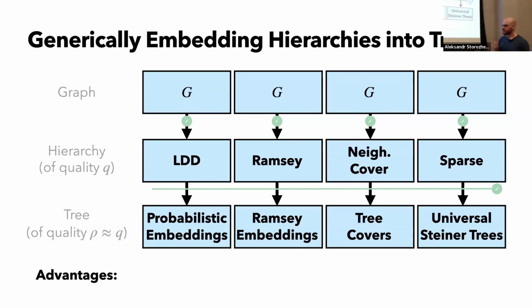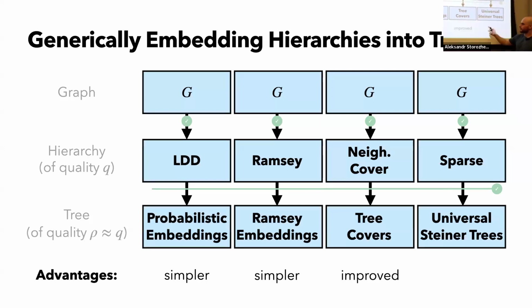Okay, so what's the upshot of this? Well, for some of these things, of course, we know basically optimal tree embeddings already. But qualitatively, the kinds of embeddings into spanning trees that you get, say, by embedding these LDD hierarchies, I think are much simpler than what we already know. Ditto for the Ramsey embeddings, and we actually achieve quantitatively better bounds for tree covers and universal Steiner trees using these new embeddings.